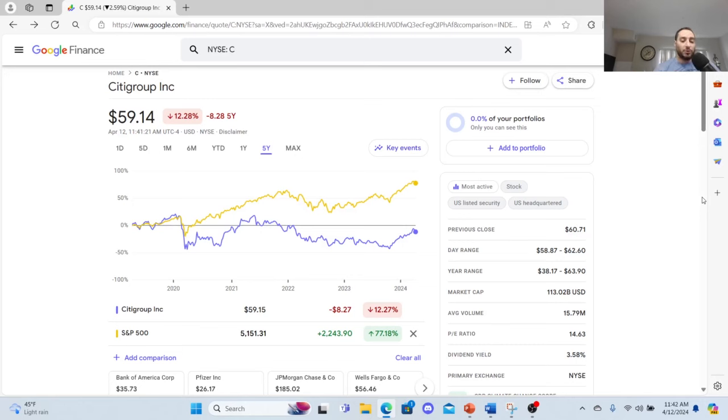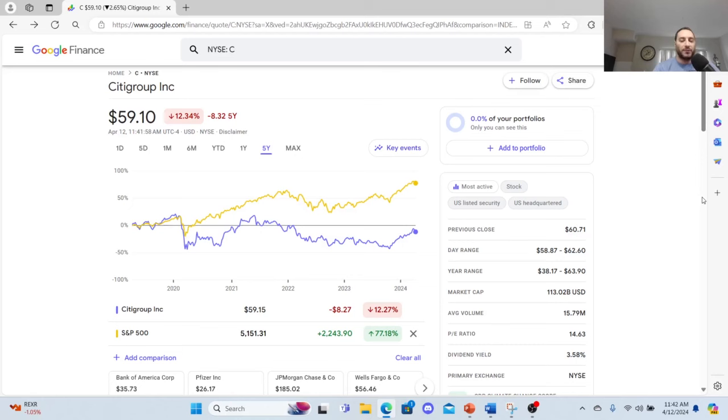By the way, it's a really powerful bank. I like powerful banks, not small regional banks. I like the big ones. Bank of America, Fifth Third Bank Corp, Key Corp. I like those big ones. Market cap is 113.02 billion US dollars. Year range is 38.17 to 63.90. Day range is 58.87 to 62.60.